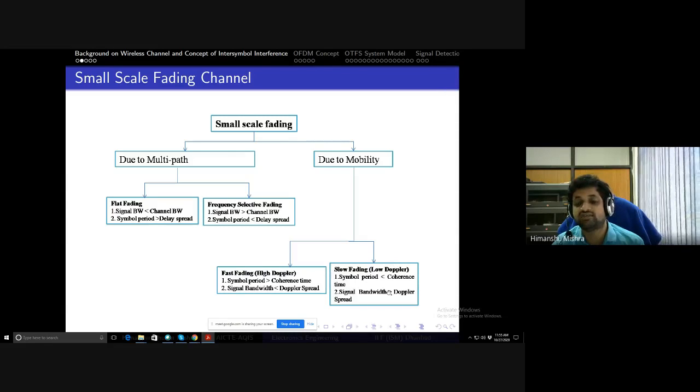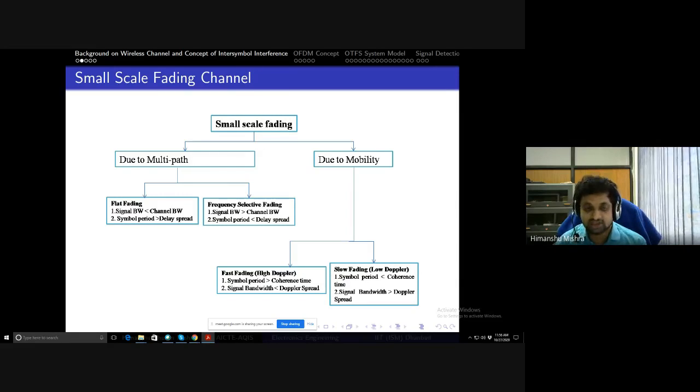So since signal bandwidth is greater than this, if the symbol time period is less than the coherence time, then you will get slow fading. If the symbol period is greater than the coherence time, you will get the high Doppler. So what is the meaning of coherence time? Coherence time is the duration of time interval in which the channel is time invariant, the channel is not varying.